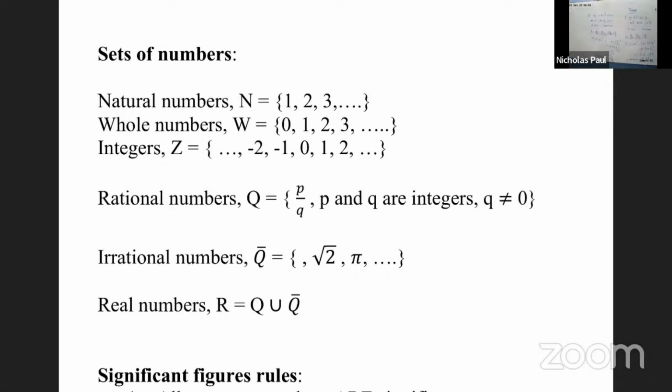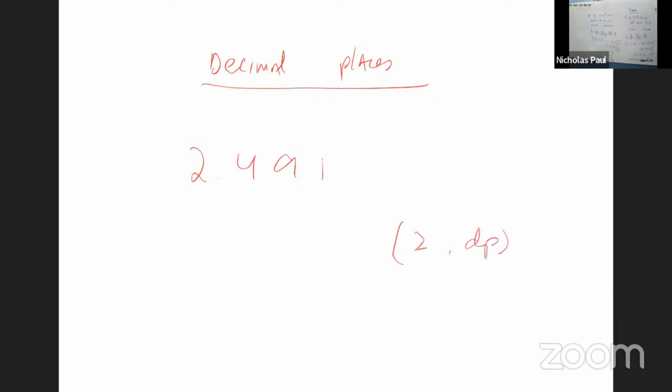Right, I want to just quickly run through decimal places. If we have 2.491 and I set it to 2 decimal places, what would it be? 2 point what? You have to look firstly at the value at the second decimal place. Okay, and then check the value after it.